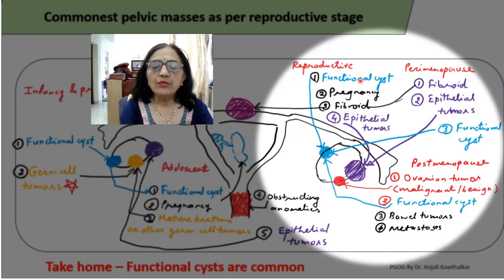Now, why we have to remember that functional cyst is number one for infancy, prepubertal, adolescent, and reproductive age group is that it is a cyst which is not neoplastic. It comes under the umbrella of non-neoplastic ovarian enlargement. There is never a possibility of it going for malignancy. The majority of the time these are self-resolving unless it ruptures or there is a torsion.